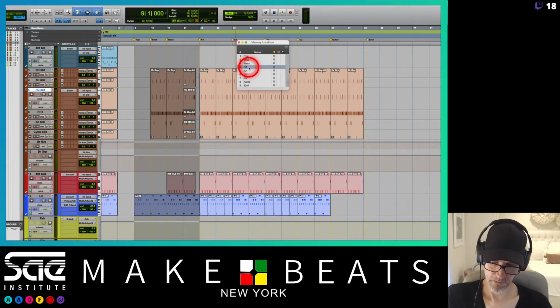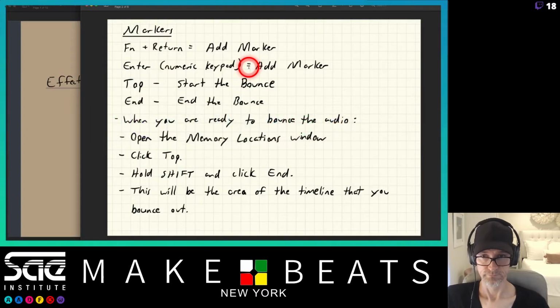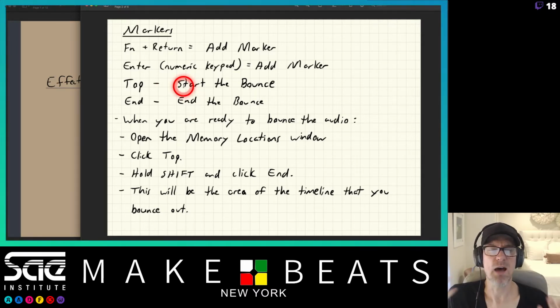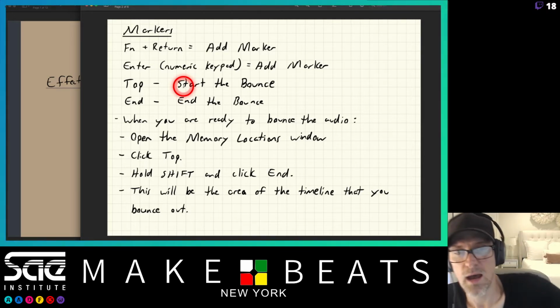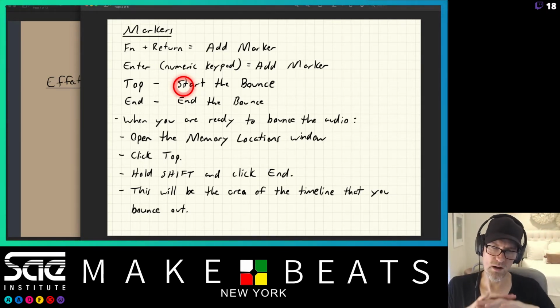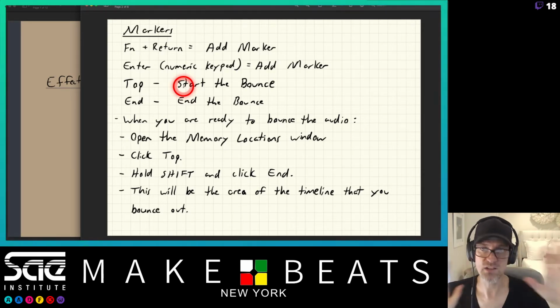Now, in the notes, I've got two things here, top and end. These are the most important markers that you've got. I just name them top and end. You can name them start and finish, whatever you want to do. I call them top and end, the top of the song, the end of the song. And these are so I know where to set up my bounce, or how to bounce the song out when I'm done.